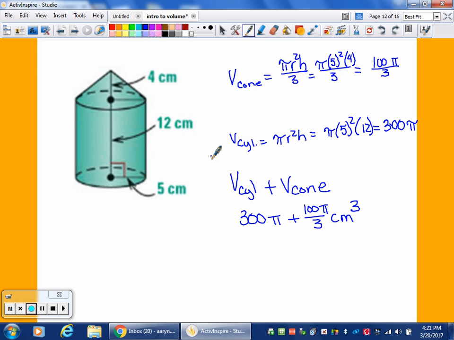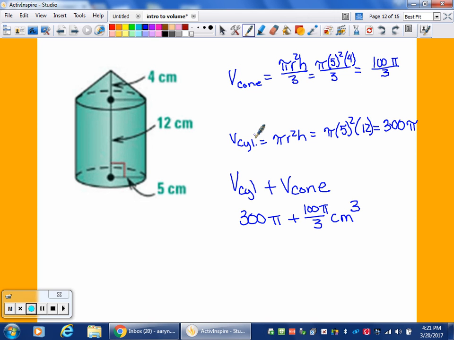Alright, now let's look at a composite figure. A composite figure is when you have two figures put together. Now, if I look here, I've got a cone and a cylinder. In order to get the volume of the whole thing, I'm just going to add those two volumes together. So I do volume of a cone, pi r squared H over 3. I plug in that the radius is 5, the height of the cone is 4, and I get 100 pi over 3 for the volume of the cone.